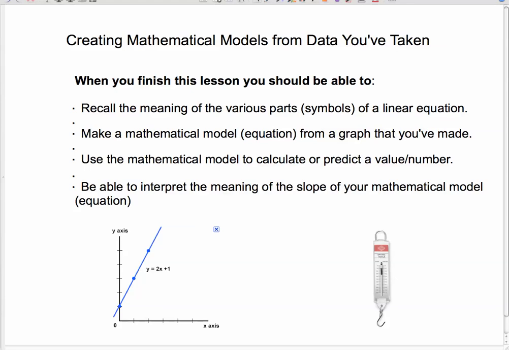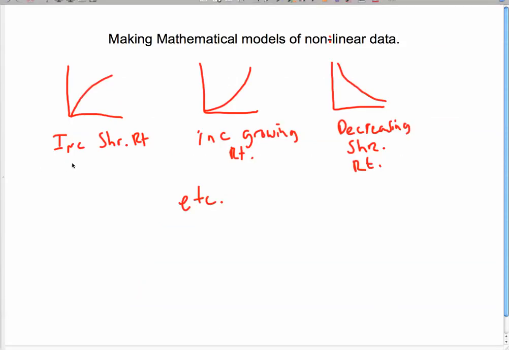What we're going to do now is take a look at situations of data where it's not linear. In fact, that's most of the data that we've taken. Most of our graphs have been increasing shrinking rate graphs. There could be an increasing growing rate or a decreasing shrinking rate, etc. There are seven of those different relationships. So how do we get an equation if our graph is not linear?